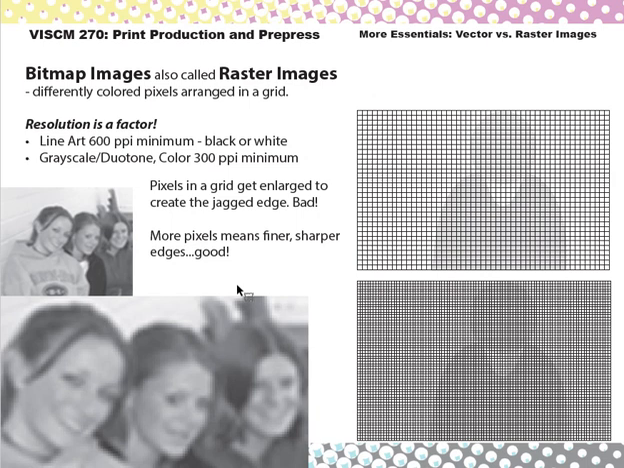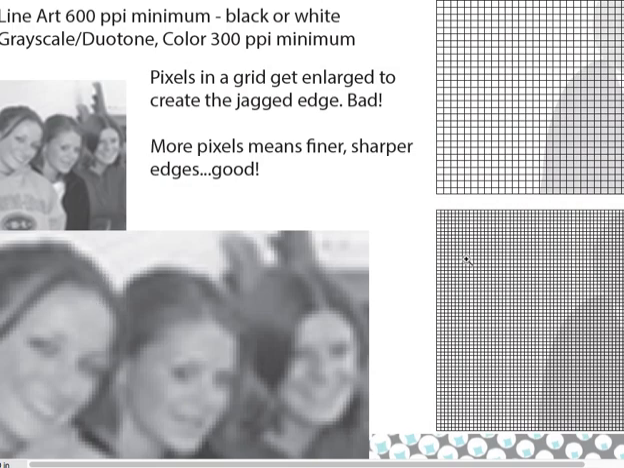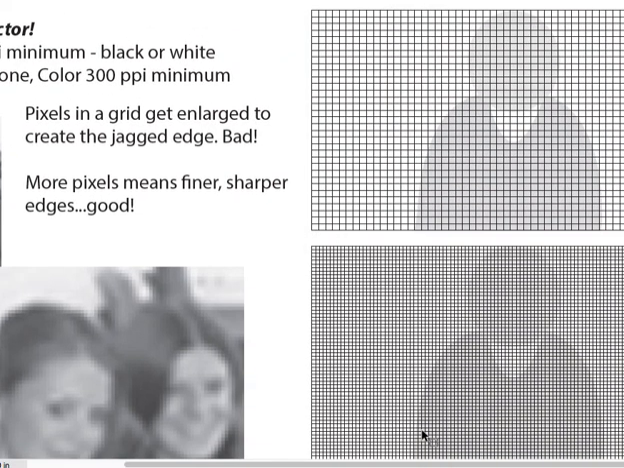And so when working with bitmap, resolution matters. It's really important to pay close attention to it. For line art, for bitmap, you can go 600 ppi. But for your color photos or grayscale, duotone, whatever, 300 ppi is the minimum. And this is just an example showing how, if you try to enlarge, it can get pixelated. And this graphic off to the side demonstrates why that is: the more pixels you have, the finer curves and sharper edges you'll get. With fewer pixels per inch, you'll get rougher edges.